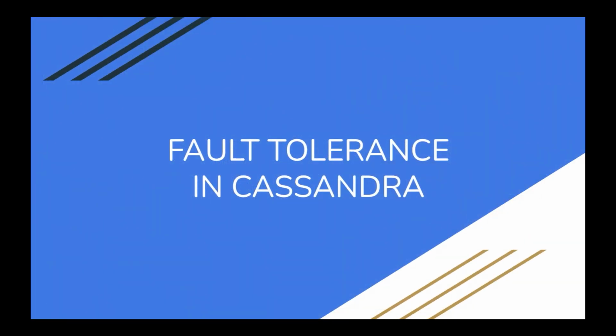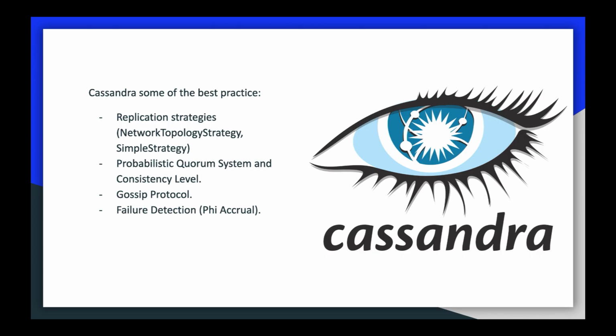The last NoSQL system is Cassandra. Cassandra is a column-based distributed database written in Java. Fault tolerance is ensured in Cassandra using some good practices like replication with some replication strategies, the probabilistic quorum system that allows you to tune the consistency level inside Cassandra, a gossip protocol for sharing information directly between nodes, because we are in a peer-to-peer architecture and we don't have a master, and the associated failure detection, called phi accrual, that allows you to know if a node is alive or not.